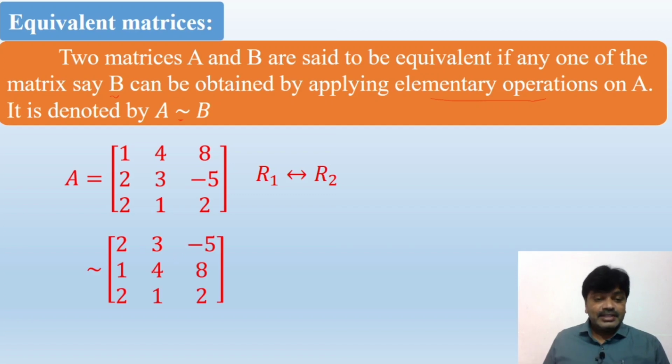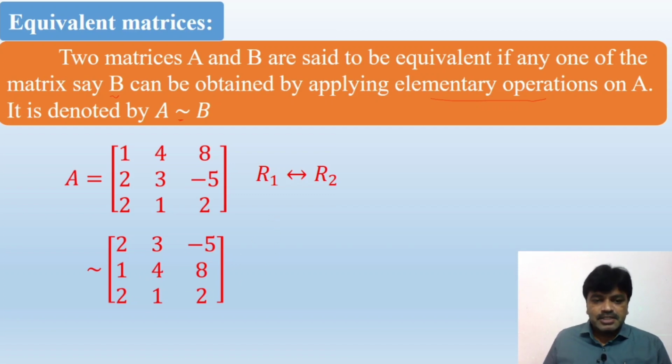Now we get the equivalence matrix, friends. This is the equivalence symbol. Whenever you apply row operations or column operations, you write the equivalence symbol, not equal. Please remember this. Now simply interchange here, then we get 2 3 minus 5, 1 4 8, 2 1 2.